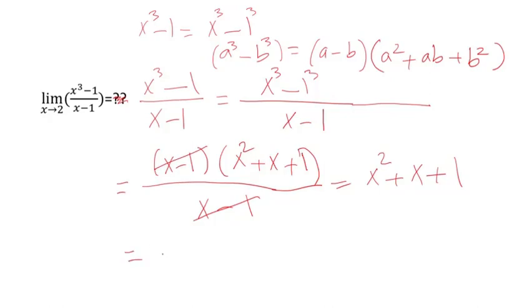Then I just replace x with 2. So 2 squared is 4, plus 2, plus 1. 4 plus 2 is 6, plus 1 is 7.